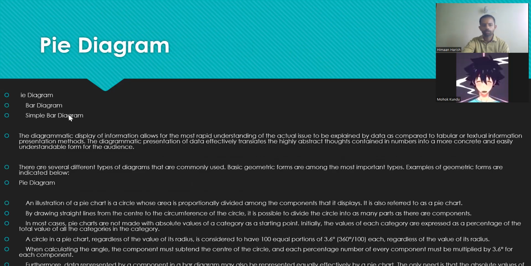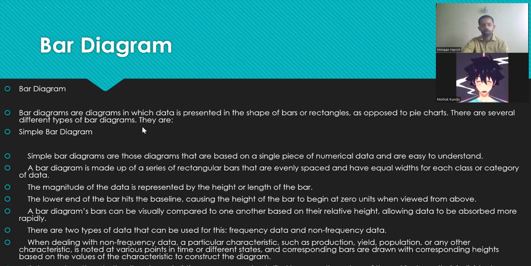So we drew a pie chart, which is 360 degrees having 100 equal portions. So we are very familiar with representing a pie chart or a pie diagram as well. A bar diagram we also displayed on the whiteboard.